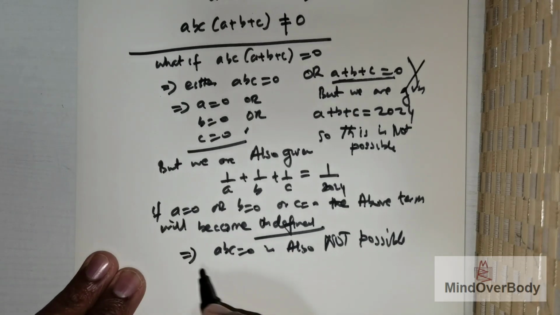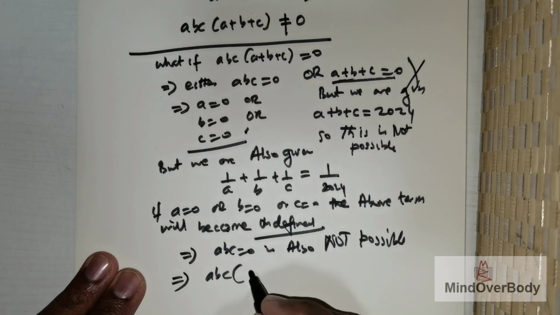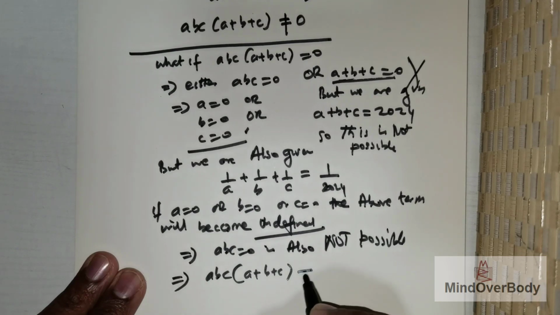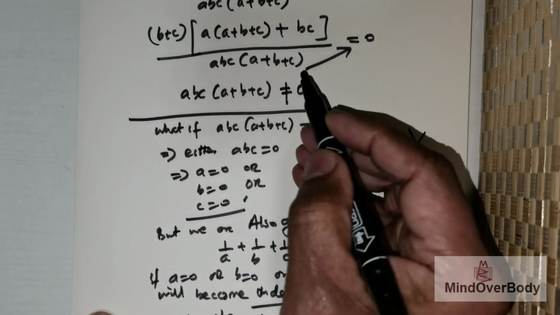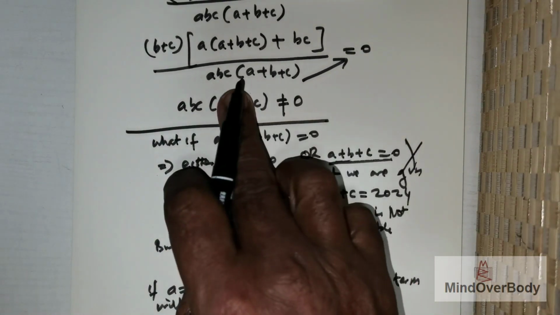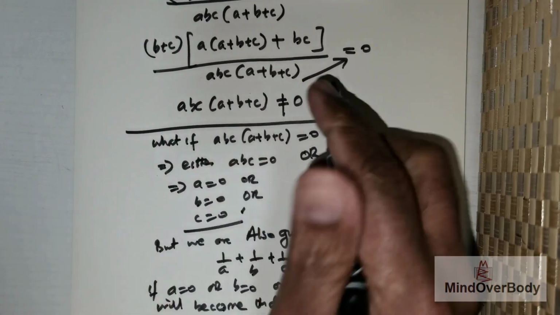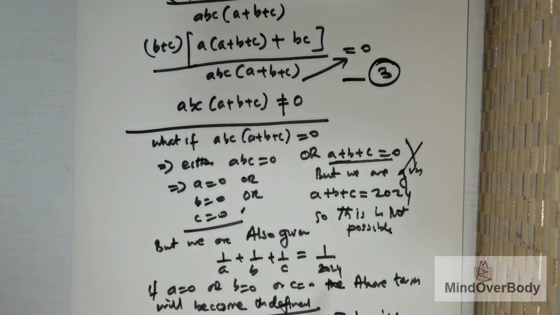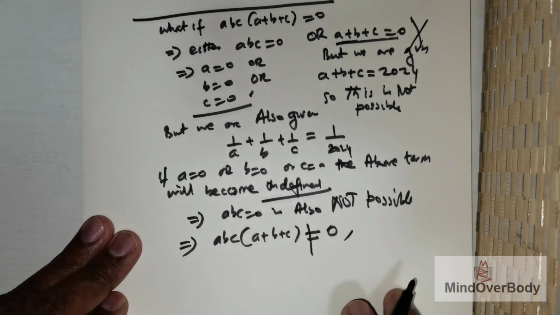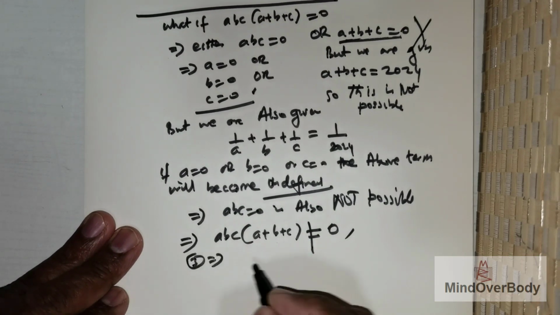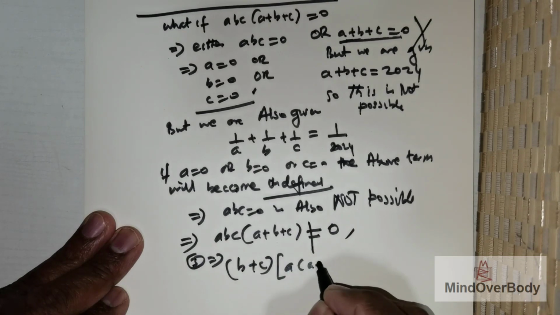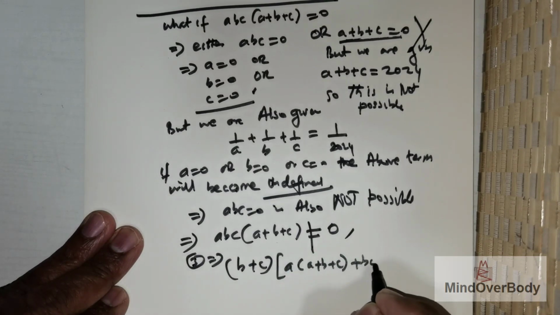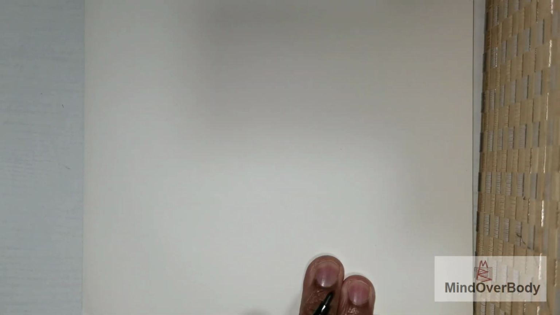So what is the only possibility? This in turn would mean that ABC cannot be equal to 0. Now since it is not equal to 0, we can multiply. So I was able to perform this because of this reasoning. So if I were to take this as, say, sum 3, I can rewrite 3 now as (A+B)(B+C)(A+C)... that is, (B+C)(A² + AB + AC + BC) = 0. So this is what I've got.